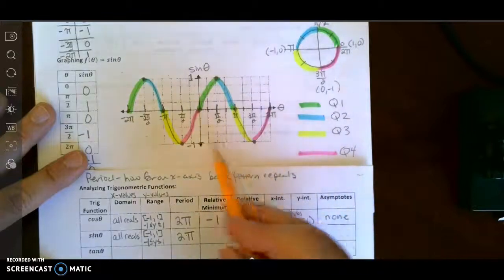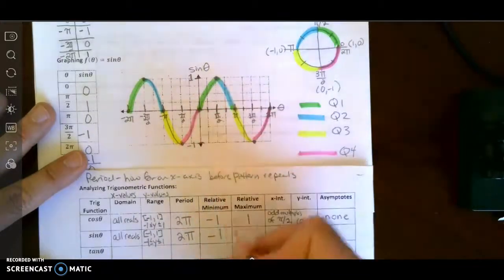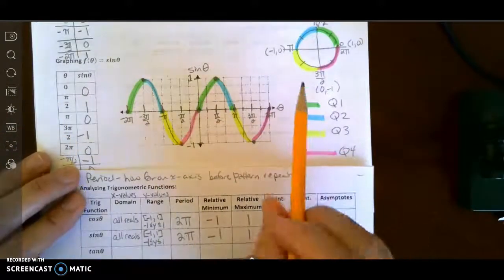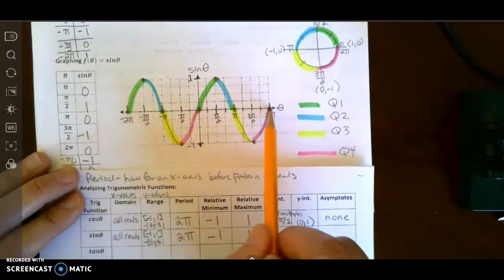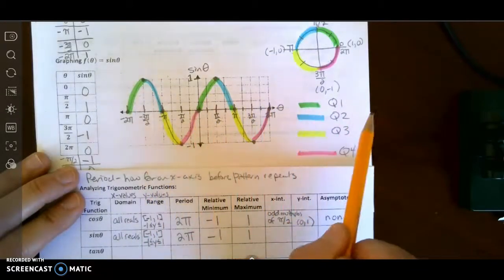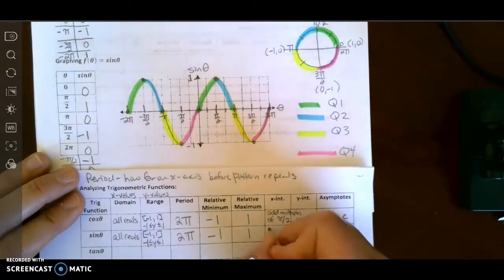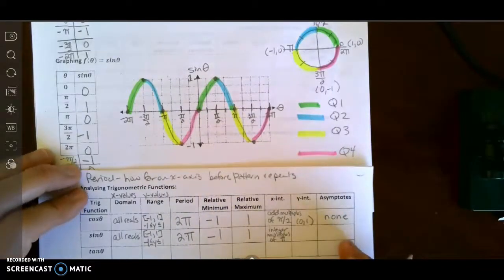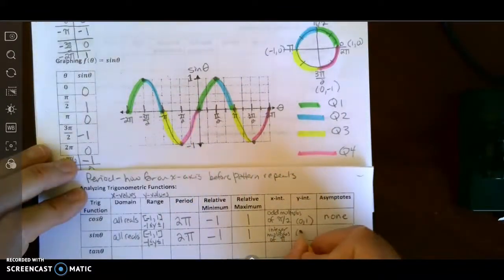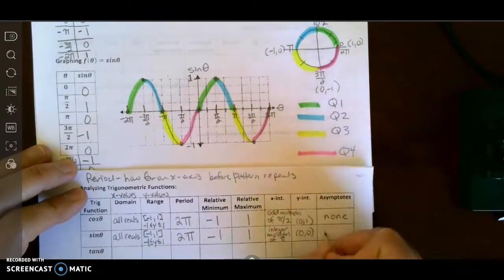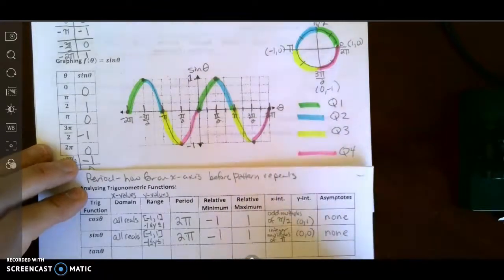The relative minimum, the lowest value is -1, and the highest value is 1. X-intercepts. -2 pi, -pi, 0, pi, 2 pi. Then it would be 3 pi, then 4 pi, then 5 pi. So we're going to call that integer multiples of pi. And where is the y-intercept? Right there at 0, 0. And once again, I have no asymptotes.